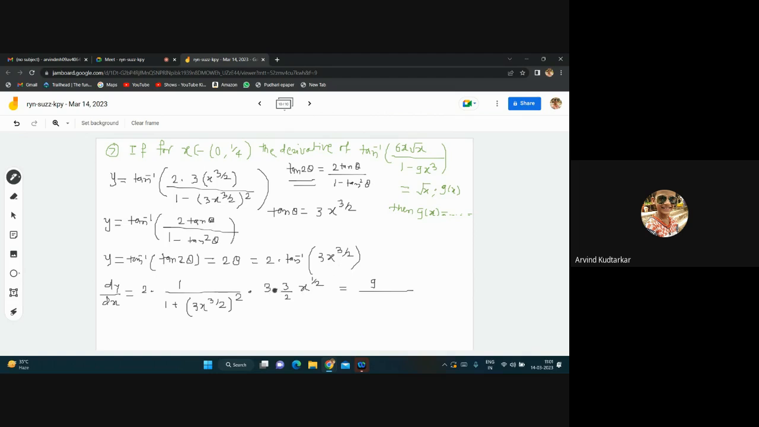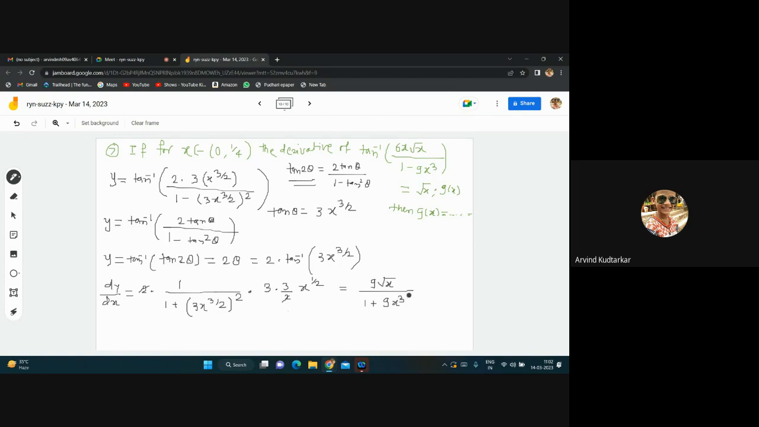9 into root of x upon, you know, here there is a 2 and the other 2, and these 2 get cancelled because they are in the numerator and denominator. So 3 into 3 is 9 into root of x upon 1 plus the square of that whole quantity. 3 square is 9, and x raised to 3 by 2 raised to 2 gives 9x cube.